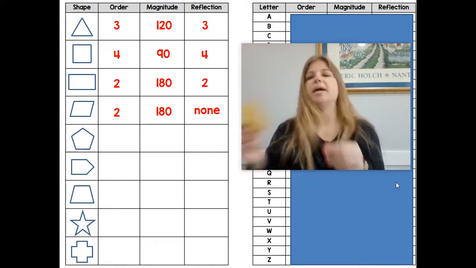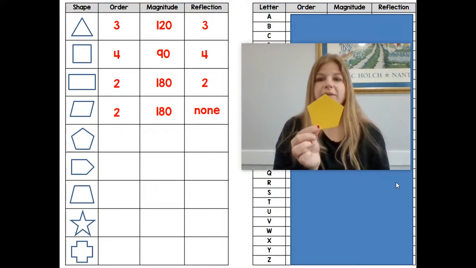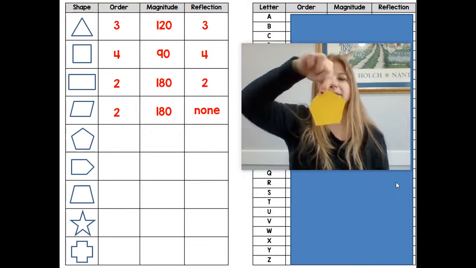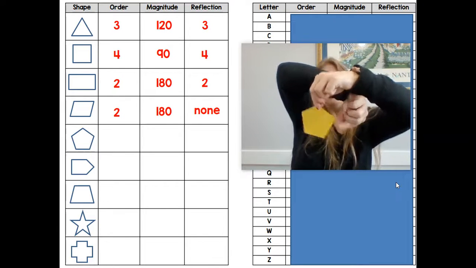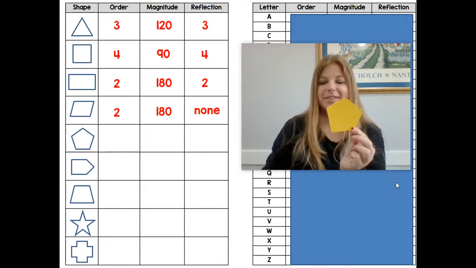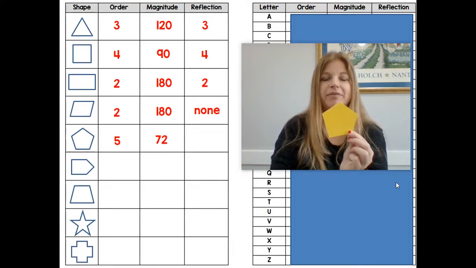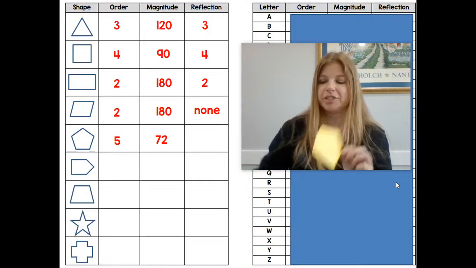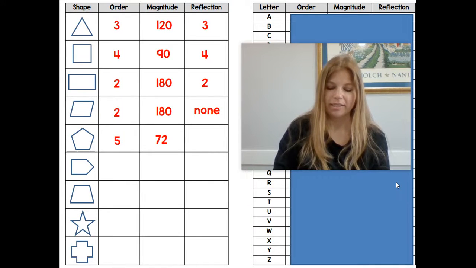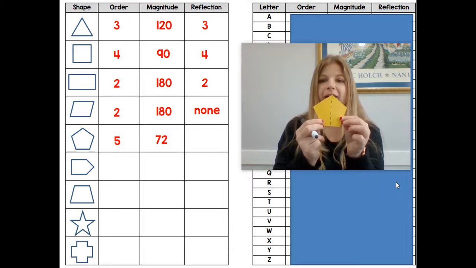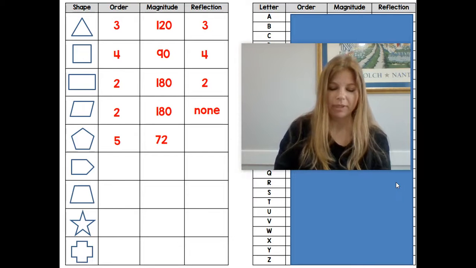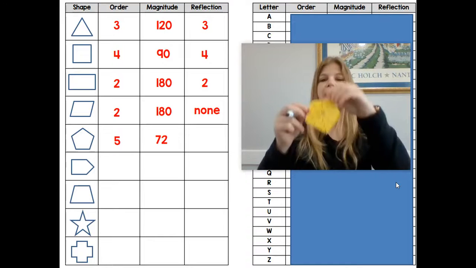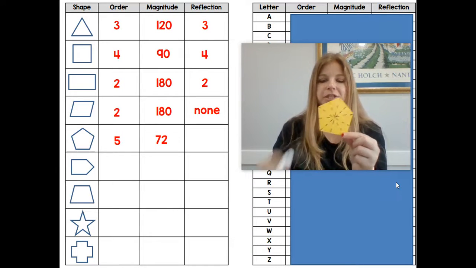Next one, pentagon. So I can rotate it once, twice, 3 times, 4 times, or 5 times. So my order is 5. 360 divided by 5 is 72. Reflection lines. When it's a regular pentagon, I can draw 5 of these reflection lines. A line from each vertex to the midpoint of the opposite side would be a line of symmetry. And these would be my 5 lines of reflection.